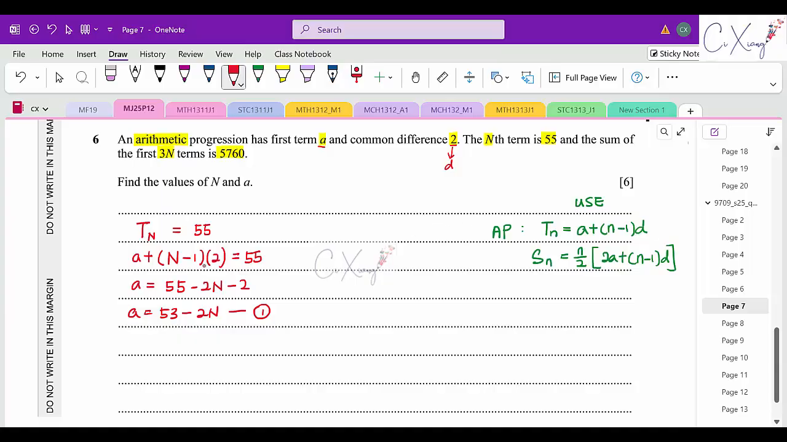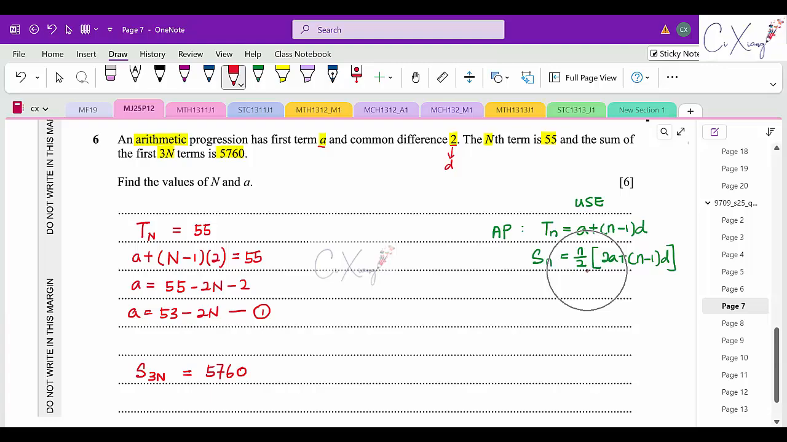Okay, because I'm having 2 unknowns here, a and also N. Alright, to get the values for a and N, I need the second equation. And please look for the information from the question to get the second equation. So where is the information that I can get? Then now, we are looking for this one. The sum of the first 3N terms is this one, which means that they give us the information that the sum of the 3N terms is equal to 5760.